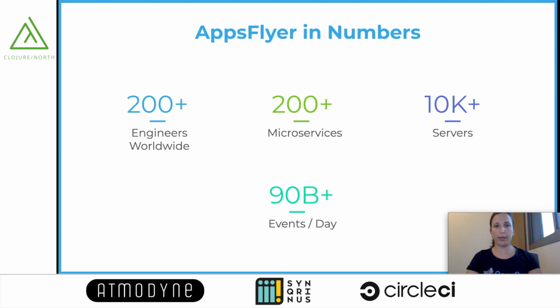Our main programming language is Clojure, and we have more than 200 developers using it in their day-to-day, and we have more than 200 microservices written in Clojure and running in production. Those microservices are running on more than 10,000 servers, and by that we are processing the amazing amount of more than 90 billion events per day.